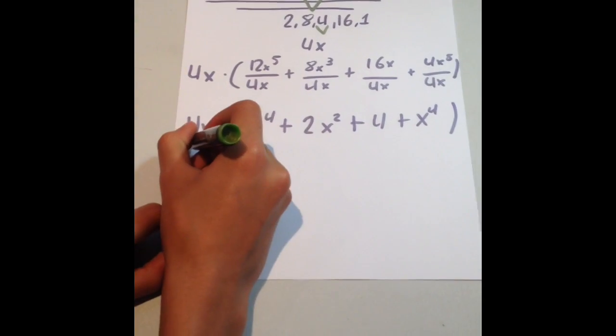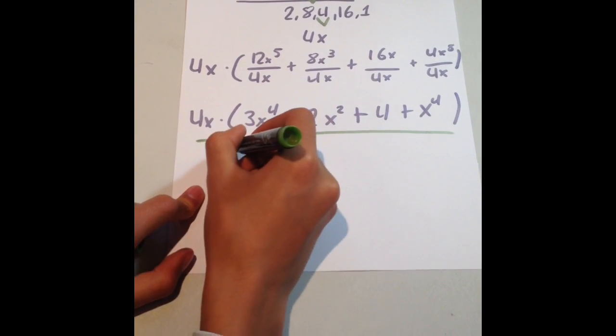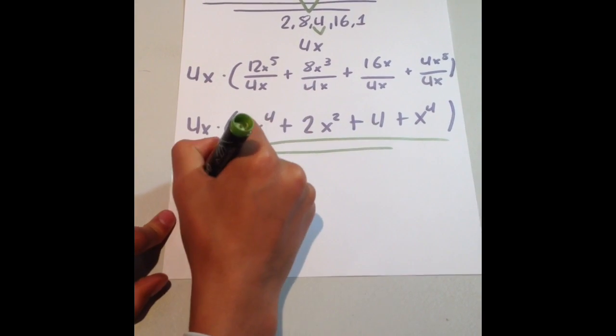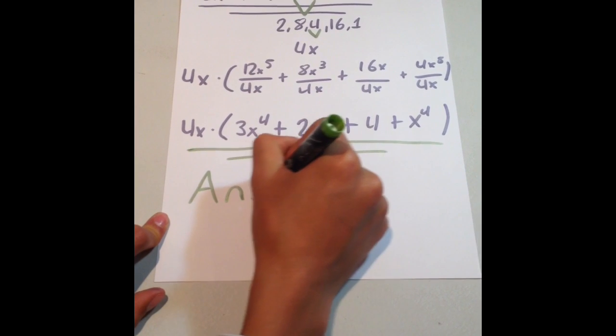So in this case, we can see that this one will be our answer because we can't factor it by any other number. If we can, you should keep going on.